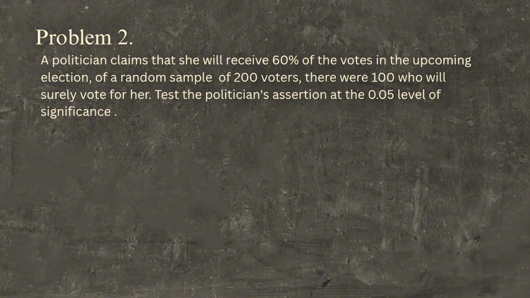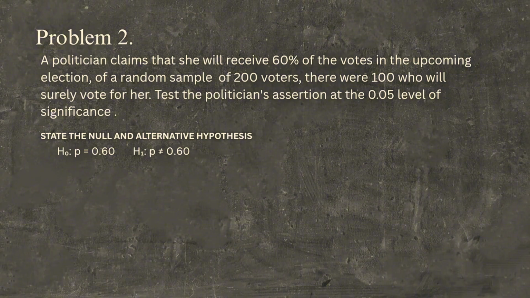Now, let's state the null and alternative hypothesis. Since the politician claims that she will receive 60% of the votes, this claim contains equality. So therefore, this will be our null hypothesis. So we have null hypothesis, population proportion is equal to 0.60. And our alternative hypothesis, population proportion is not equal to 0.60. Because the alternative hypothesis uses not equal to, this is a two-tailed test. So next, identify the level of significance. So the level of significance is given as alpha equals 0.05.